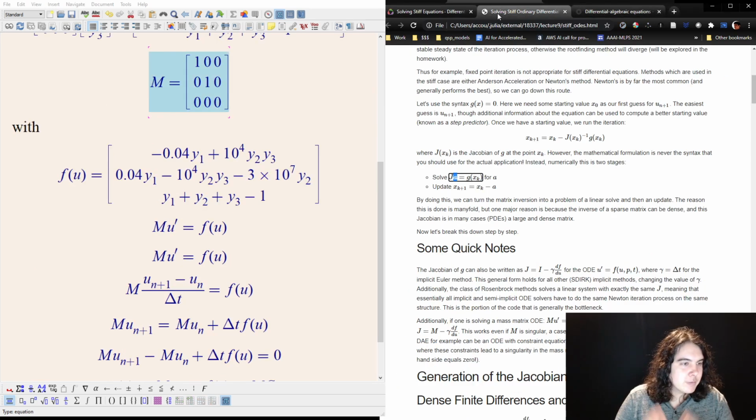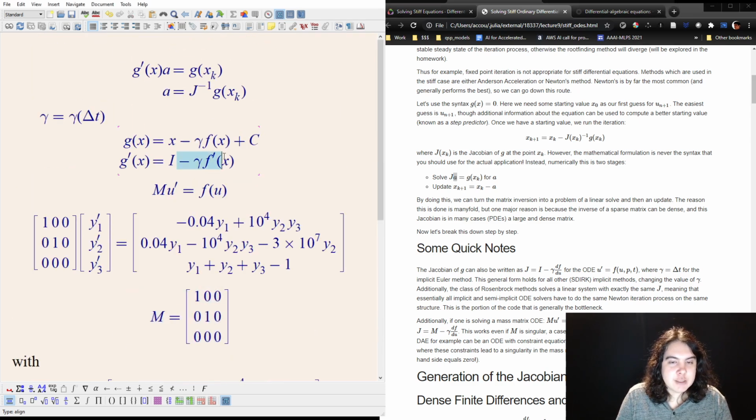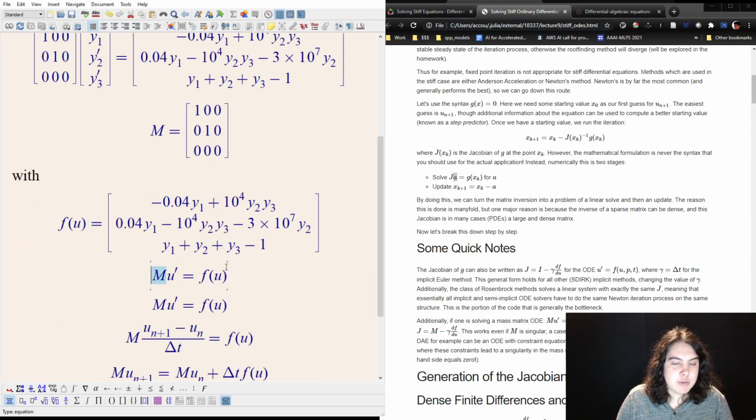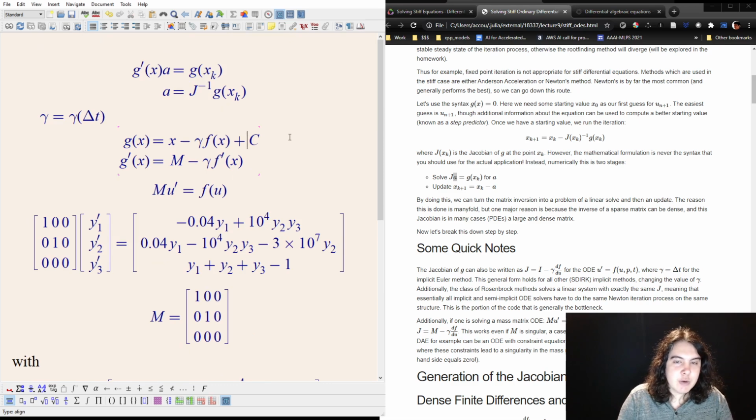Long story short, turning this all around, we can solve with implicit methods like implicit Euler equations that have constraints built into them just by considering them in the mass matrix form. And instead of using I minus gamma times f prime, we just replace I with M, and there you go. That's the correct way to do this. You also have to put M here and M here, but those are very simple matrix vector multiplications, and that handles the mass matrix directly.